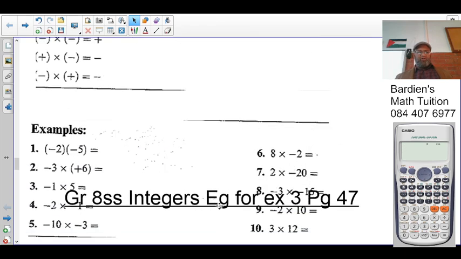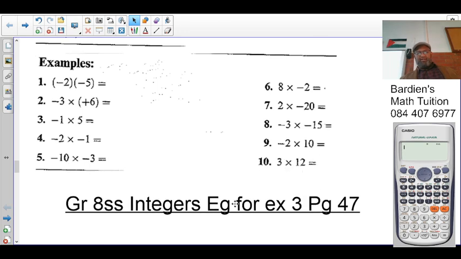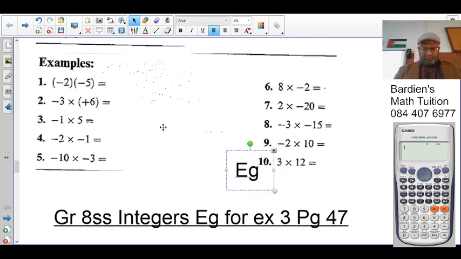And it's written in basic mathematical notation there. So now we're looking at the examples on page 45.